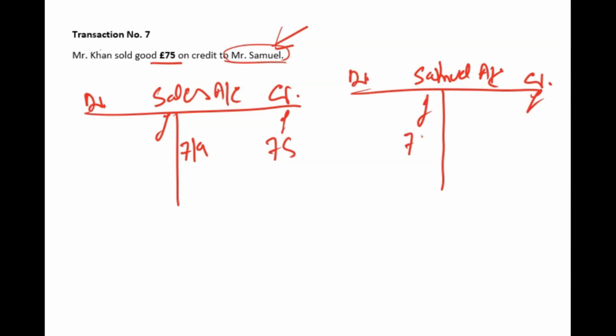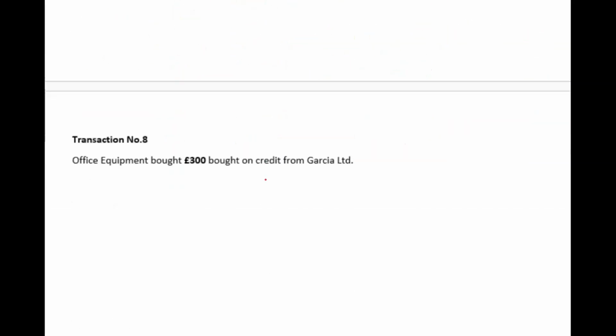And Samuel is debit for Mr. Khan. You're doing T accounts on behalf of Mr. Khan. Bear in mind. And you write the opposite account's name. Life would be easy if you follow like this. And the 8th one, I will stop just right after the 8th one, doing the double entry.